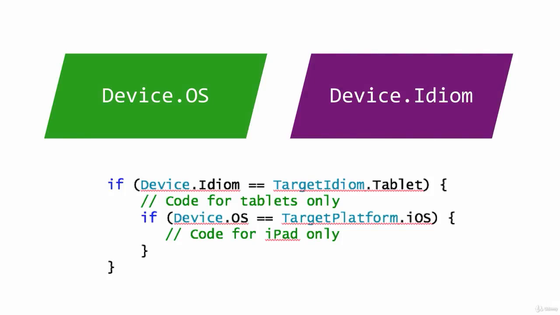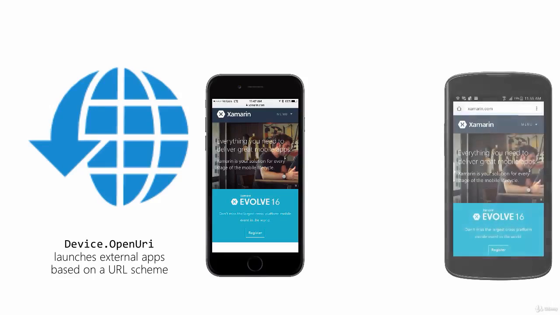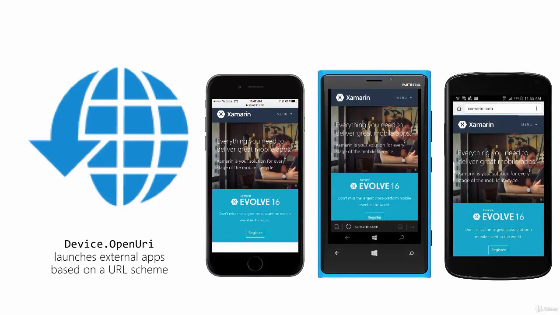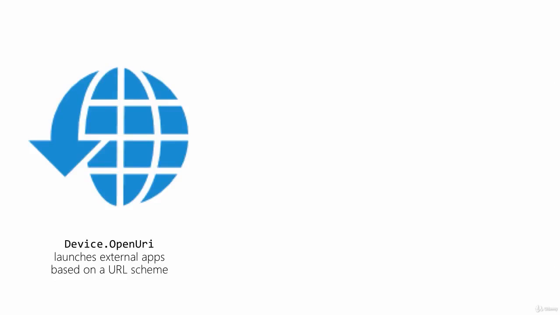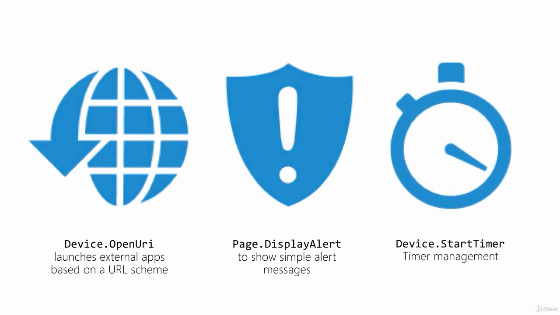Xamarin Forms has support for dealing with a few very common platform-specific features. There is a Device.OpenUri to open a URI using the platform handler. For example, if you pass in an HTTP URL, each platform will open that browser app and launch that page. The Page.DisplayAlert instance method can be used to show a 2-button modal message box. There is also a Page.DisplayActionSheet that supports more buttons. Device.StartTimer can be used to create a timer. Return false from the delegate to stop the timer.